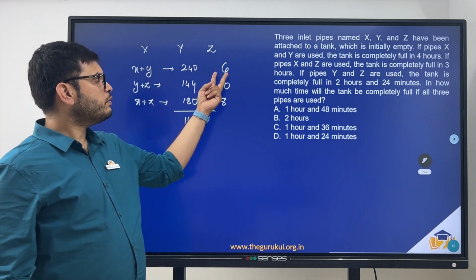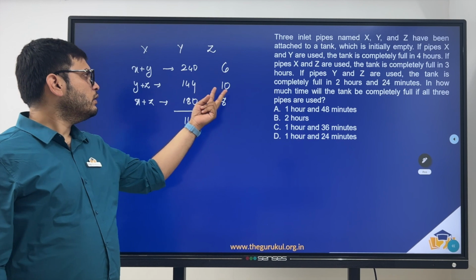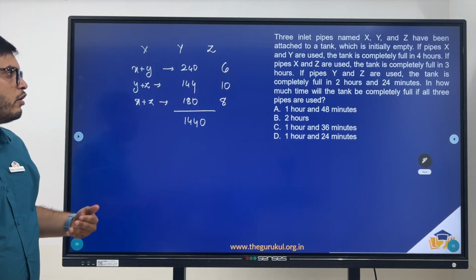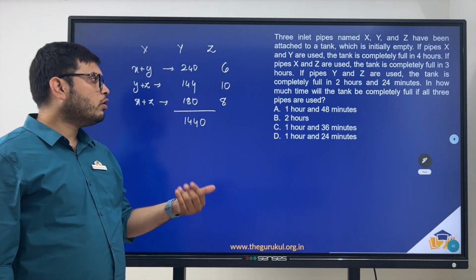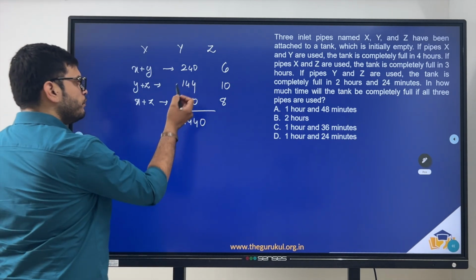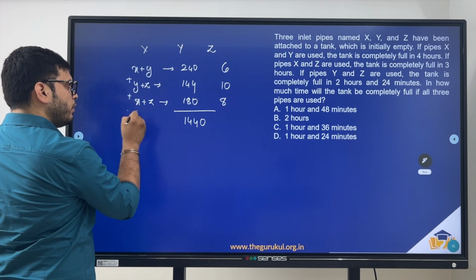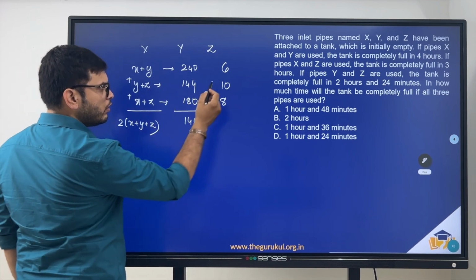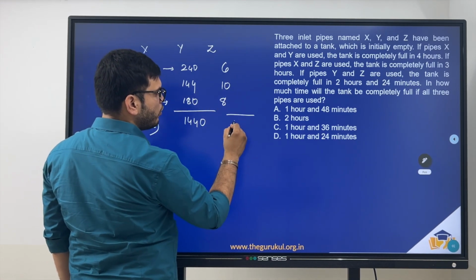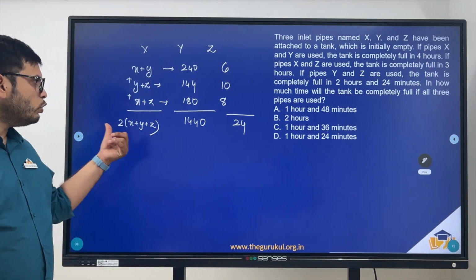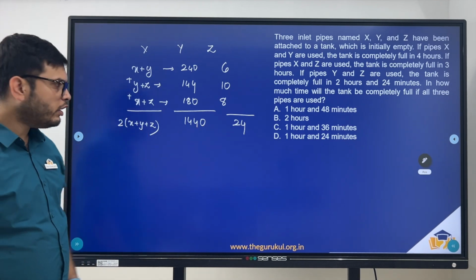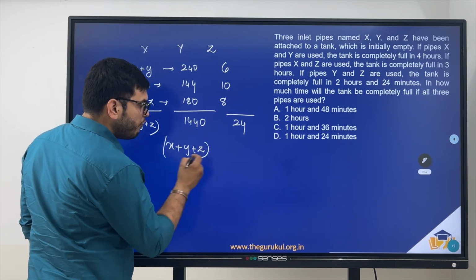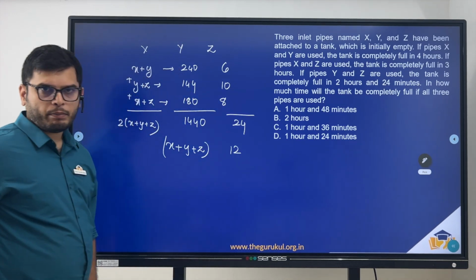filling 6 liters per minute. Y and Z, 10 liters per minute, and X and Z, 8 liters per minute. Now what was asked? In how much time will the tank be completely full if all the three pipes are used? So if I add these three, you'll be having 2 into (X plus Y plus Z). That is nothing but 16 plus 8, 24. Now 2 times (X plus Y plus Z) is equal to 24, or X, Y and Z will be filling a total of 12 liters per minute, right?